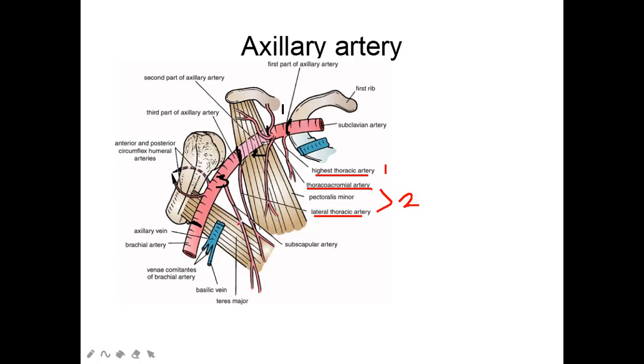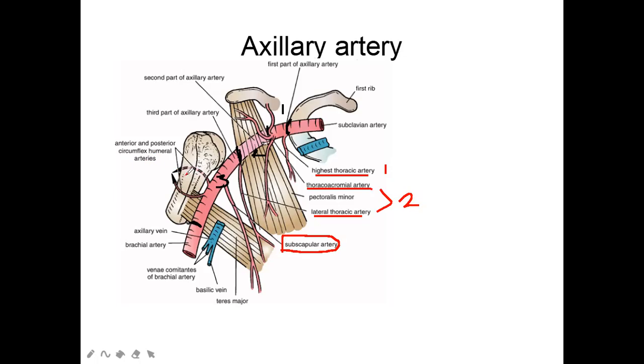And then for the third part, we have the subscapular artery, right? That's the largest branch, the subscapular artery, going to the subscapular region. Remember the subscapular fossa, where you have the subscapularis, then you have the subscapular artery. And then the third part will give these two circular arteries, which are the anterior and the posterior circumflex humeral arteries.